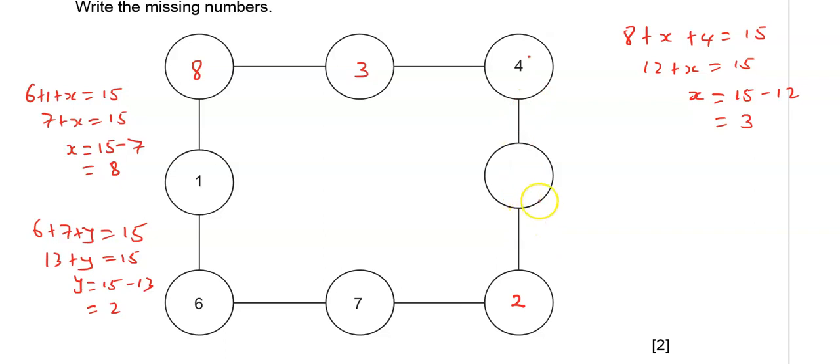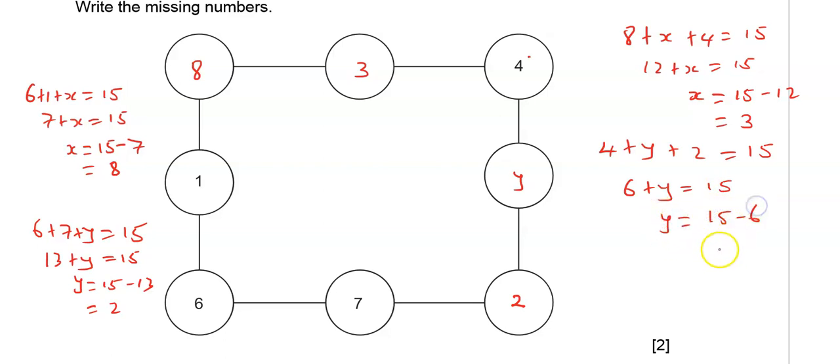So now we have the last one, let's call this one y. So 4 plus y plus 2 should be 15. So 4 plus 2 is 6, plus y. This should give us 15. Therefore, y is equal to 15 take away 6. This gives us 9. So this place for y here is 9.